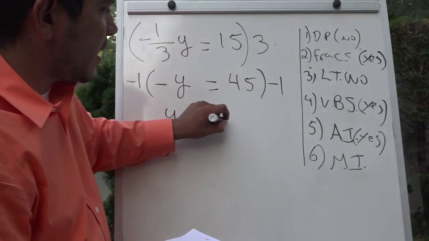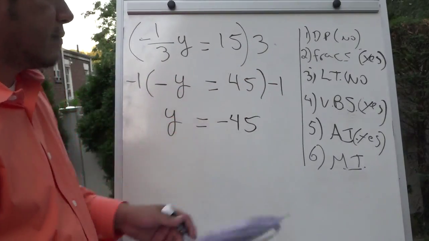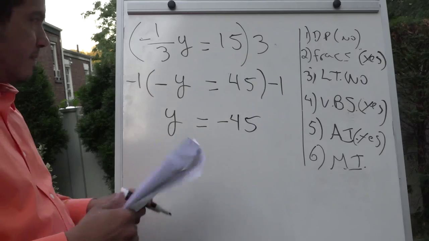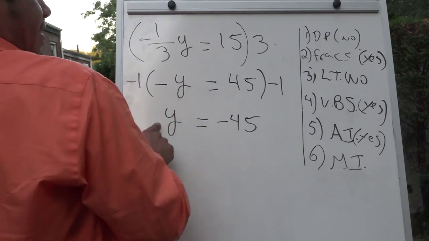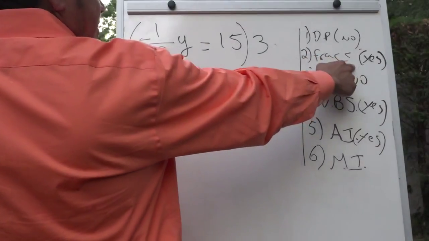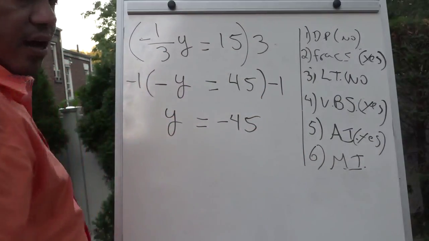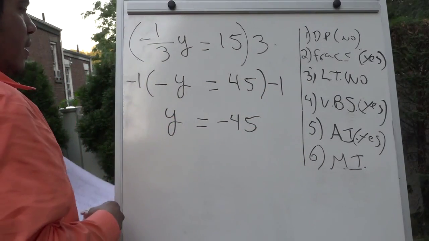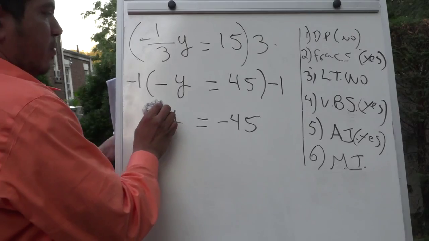45 times negative 1 is negative 45. And that's it. Nice, right? So look, I found my answer at the second step. I didn't have to go through all of them. All right, let's go with another equation.